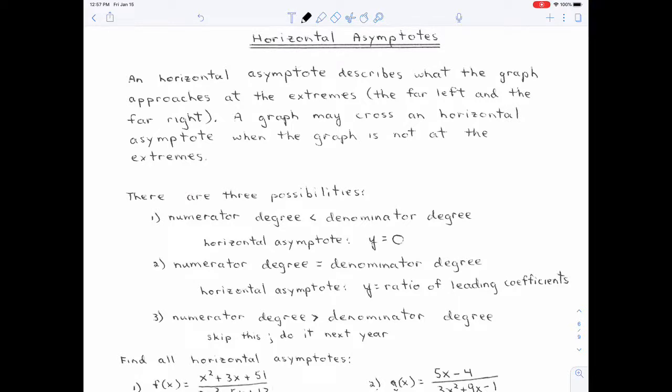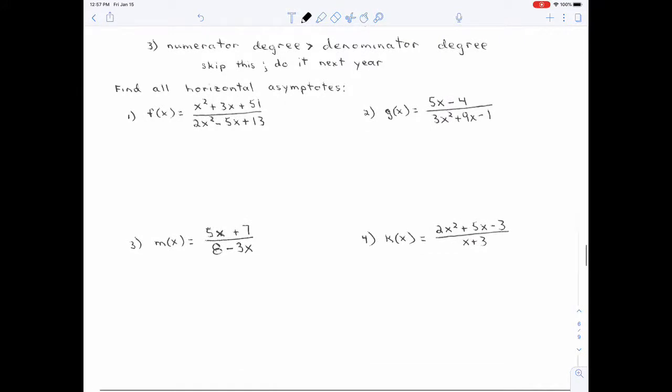Well, there are three possibilities, and it's based on the degree of the numerator versus the degree of the denominator. If the degree of the numerator is less than the degree of the denominator, the horizontal asymptote is always y equals 0. Again, there's a lot of theory behind that, which I'm not going to get into. If you want to come and talk to me about it, I'd be happy to. Next is where their degrees are equal, and the horizontal asymptote will be the ratio of the leading coefficients. I'll show you an example of that. And the numerator degree being larger than the denominator degree, you're going to do that next year. So let's look for the horizontal asymptotes.